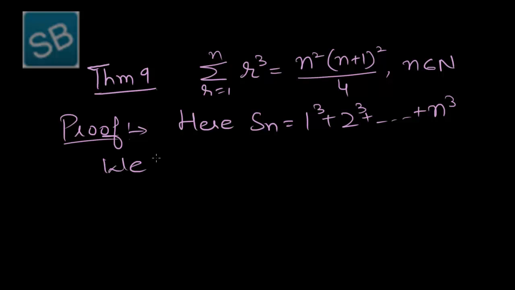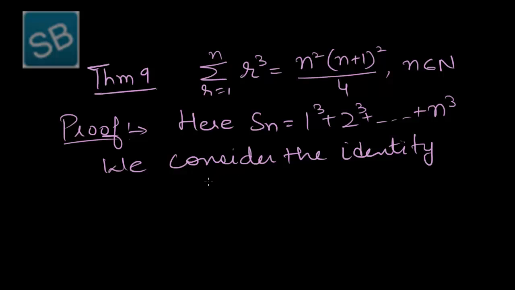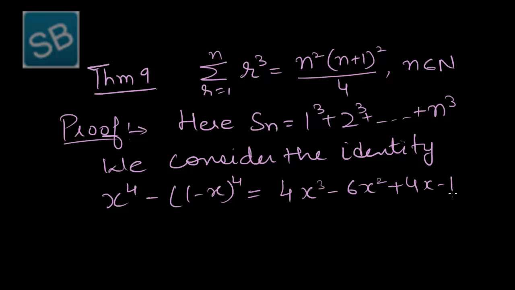Now we consider the identity. As in this case we will consider x to the power 4, as in the previous case we considered x cube. So this is a hint to solve such type of problem. So we will solve the identity x to the power 4 minus (x minus 1) to the power 4, which you can solve by using the binomial theorem, is equal to 4x cube minus 6x square plus 4x minus 1.